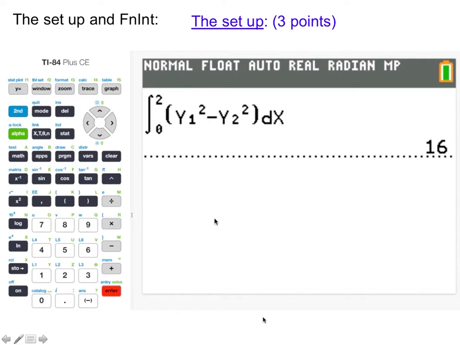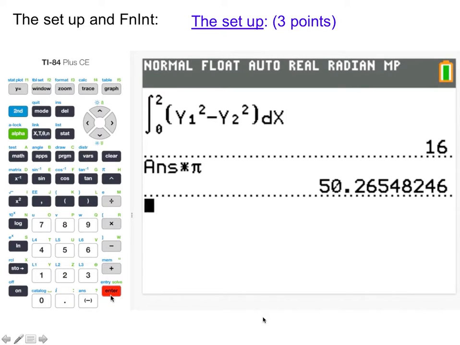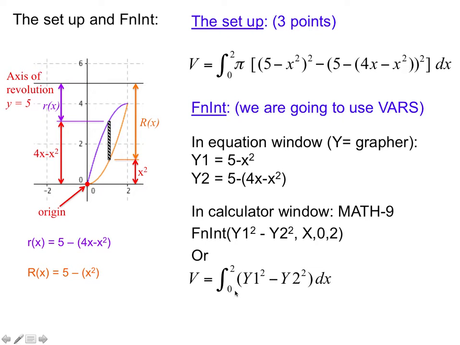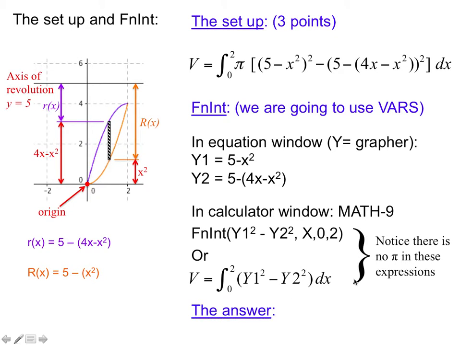And remember, this integration was done without the pi. So if I multiply the pi in, we're going to get something in about the 50s. So about 50.265. A lot of times though, what you really want to do, and here's the calculator syntax if you want that, is answer in terms of pi. So you would leave the answer as 16 pi cubic units.